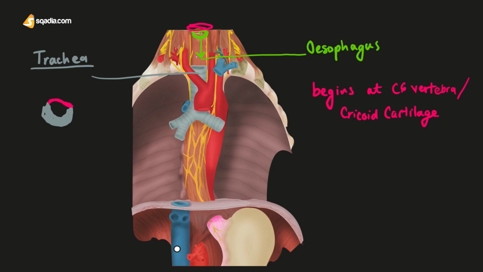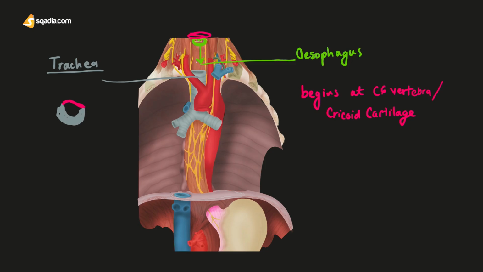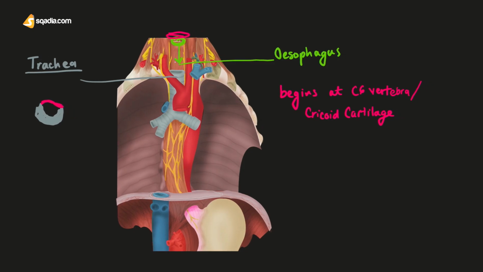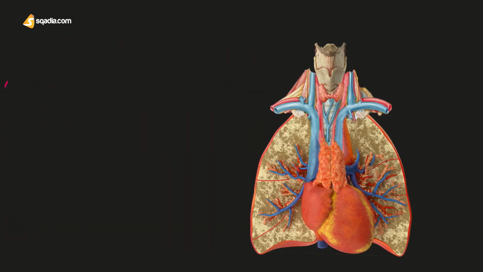It runs most of its course in the midline, just like the esophagus, and it also enters the thoracic cavity through the superior aperture of the thorax. Now, there are many relations of the trachea. So let's switch over to this image now so we can see these relations a little bit better.